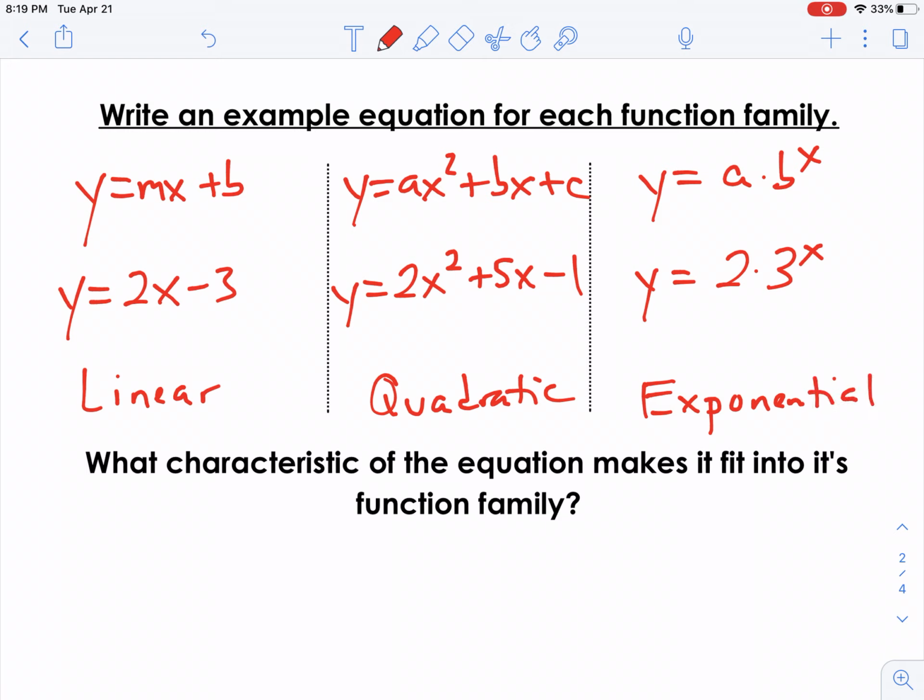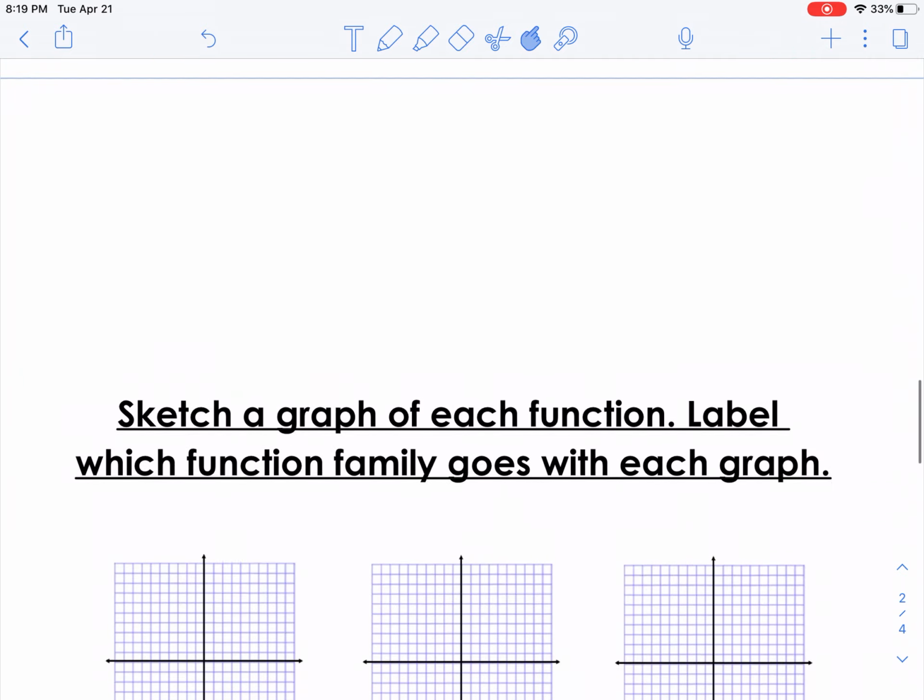What characteristic of the equation makes it fit into the function's family? So basically, what's happening with the x variable? In linear functions, the x is being raised to the first power. In quadratics, the x is being raised to the second power. And in exponentials, the x is the exponent itself. That's how you tell, okay?